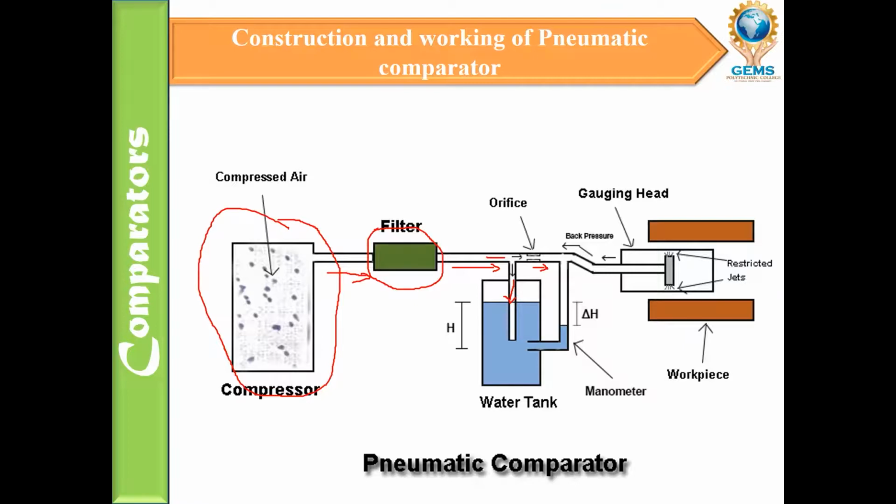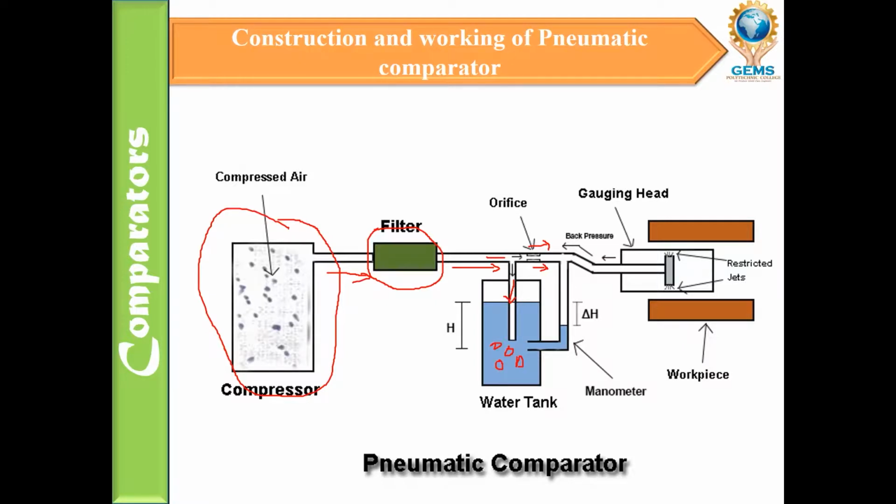So the air goes through the orifice. If you see, the compressed air goes through the filter and then the orifice, and then some of the air comes into the water tank. What happens when air comes in? It will be in bubble form, right? Then the air will come, it will be in bubble form.